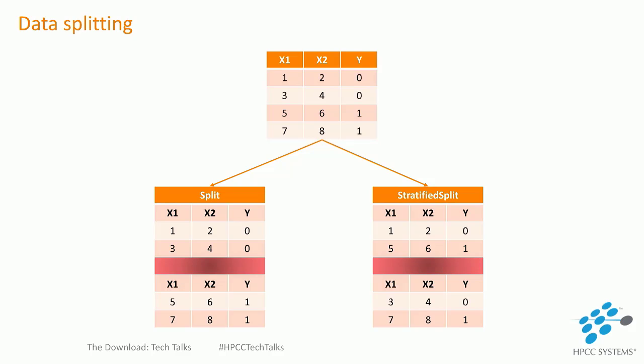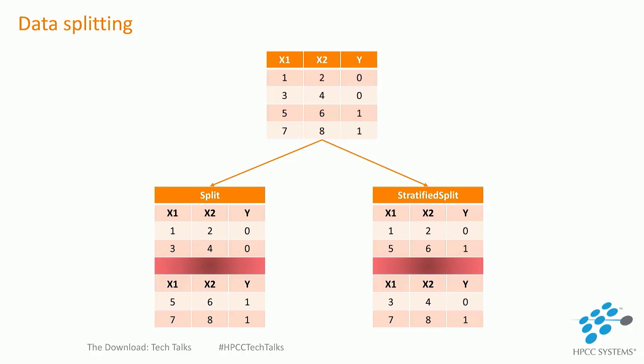So finally, we have the split functions. Currently you could have two ways to split. You have a simple split where you tell it at what percentage. In this case, this is half, you want to split your data. Or you could use stratified split as well.